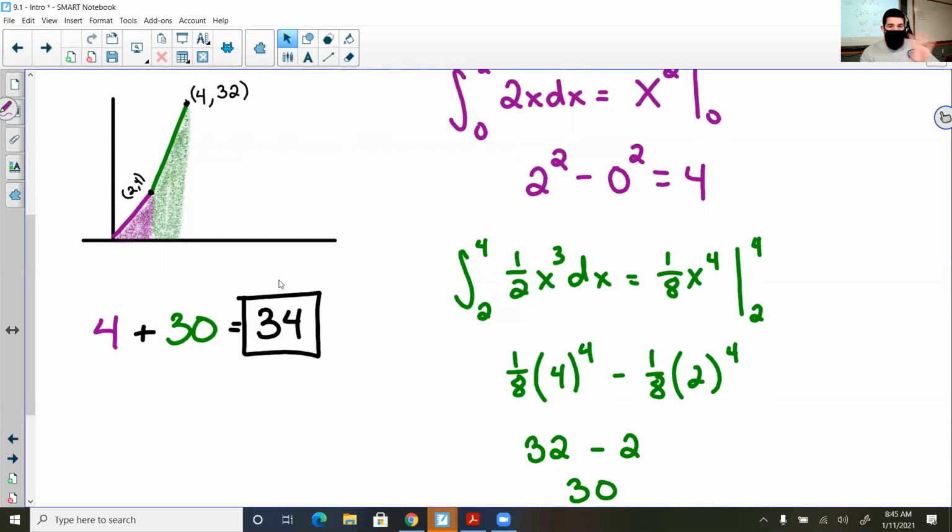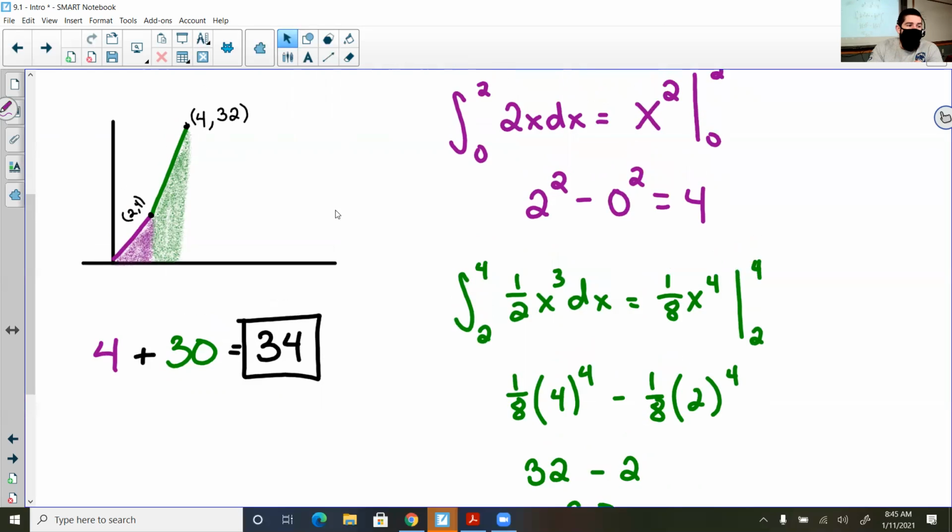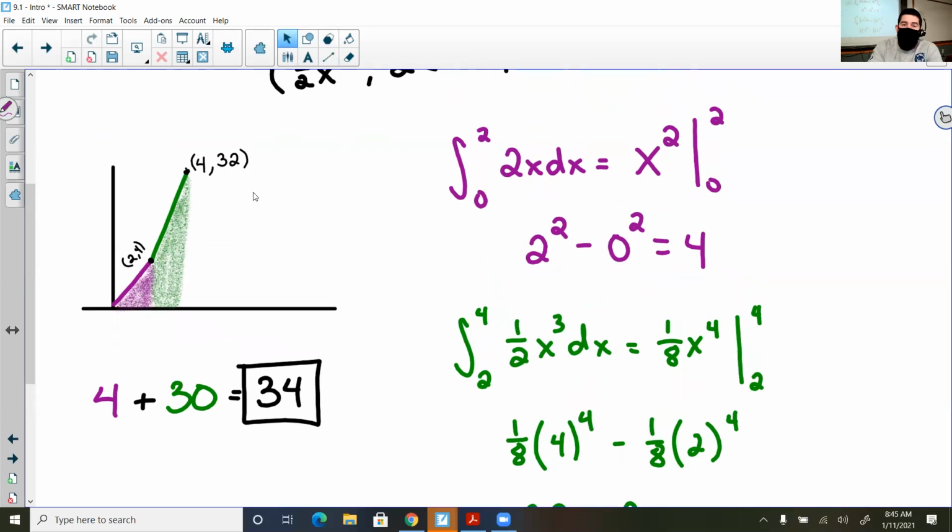Your homework tonight is 4 problems, and they are giving you something that looks like this with each corresponding function. I'm asking you to do what I did on the right: write a definite integral, find the antiderivative, evaluate it, subtract it, add it, smile, you're done.